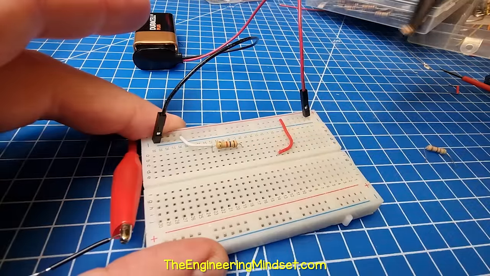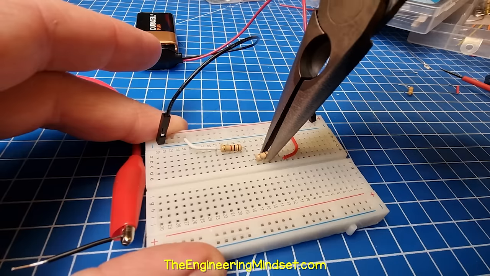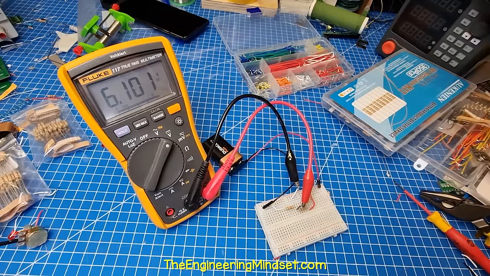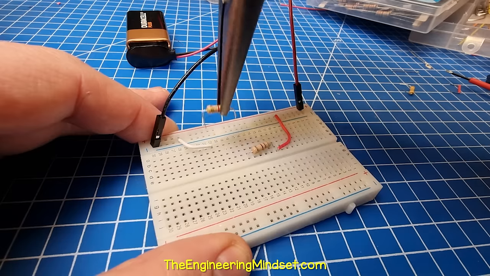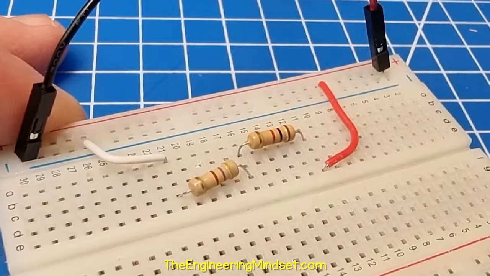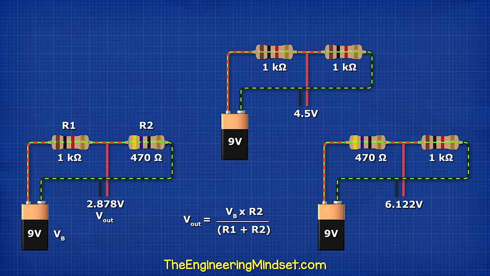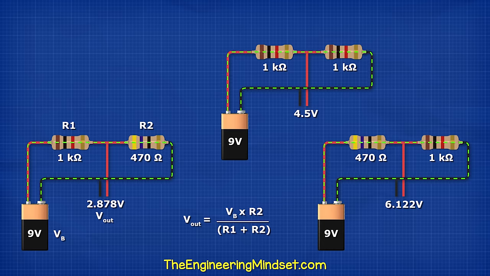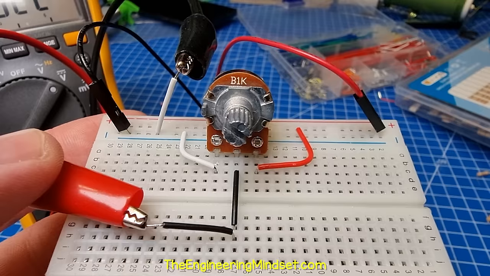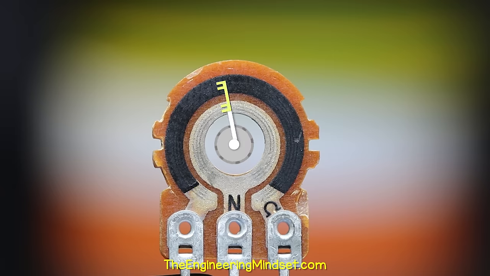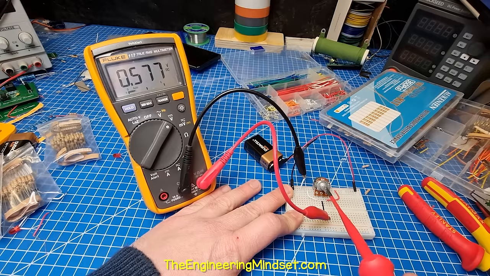If we swap the first resistor for a 470 ohm resistor, we have access to 6.1 volts. If we swap these over, we then only have access to 2.9 volts. So we can control the output voltage by controlling the resistor values, or we could use a potentiometer. The dial lets us use just part of the resistor, so we have just part of the voltage drop.